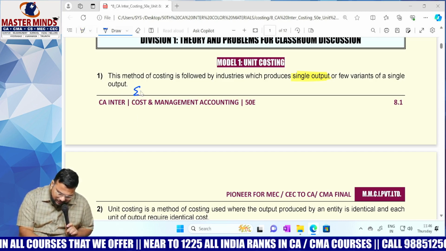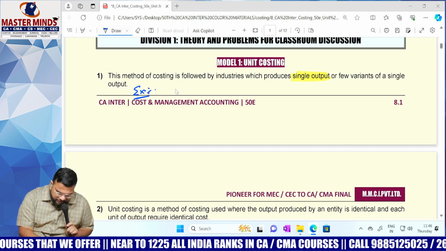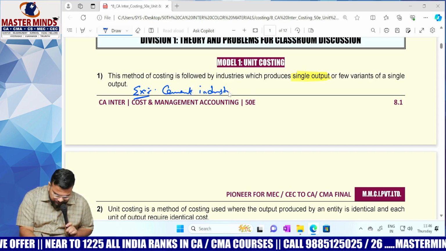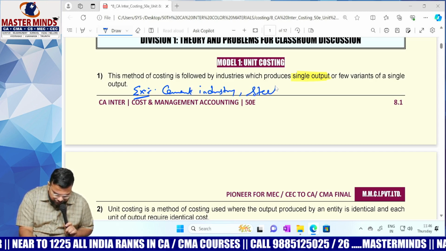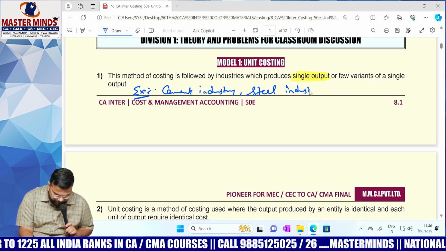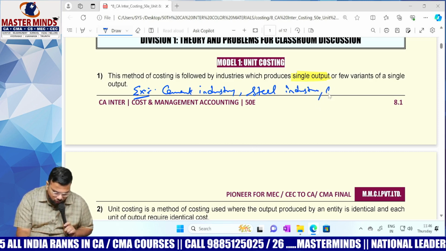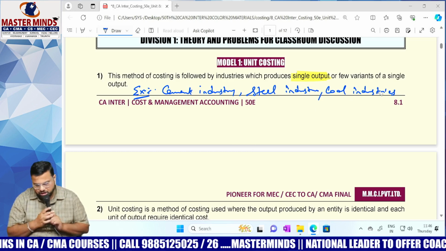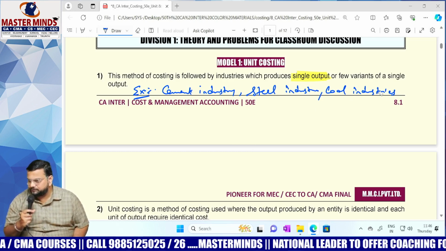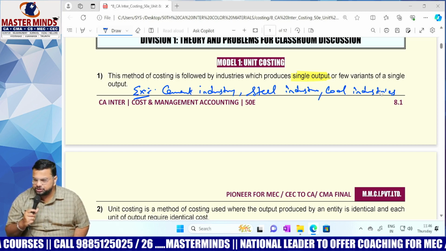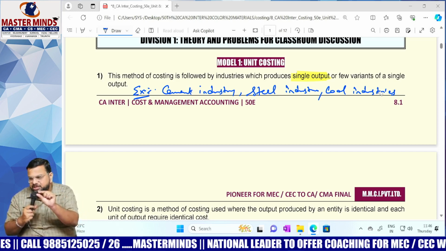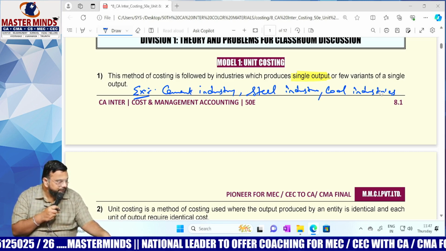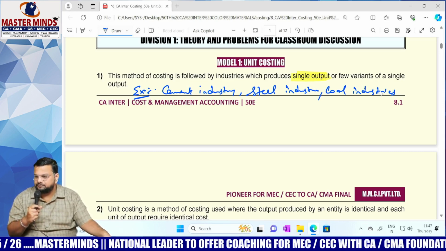Examples are cement industry, steel industry, coal industry. In all these industries, we will be using this method of costing. In the steel industry also, they will be producing steel only, but there will be some small variations in terms of thickness or in terms of length and width. Okay, remaining everything will be one and the same.